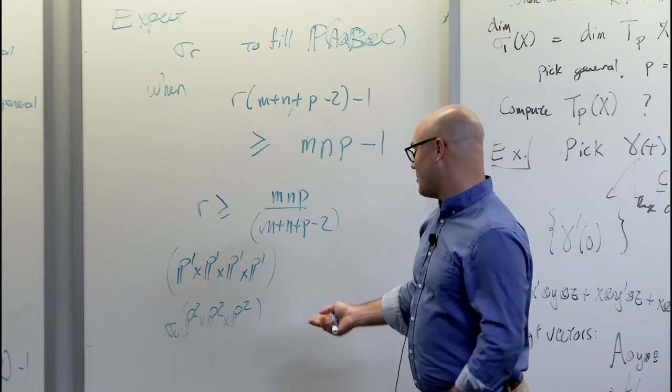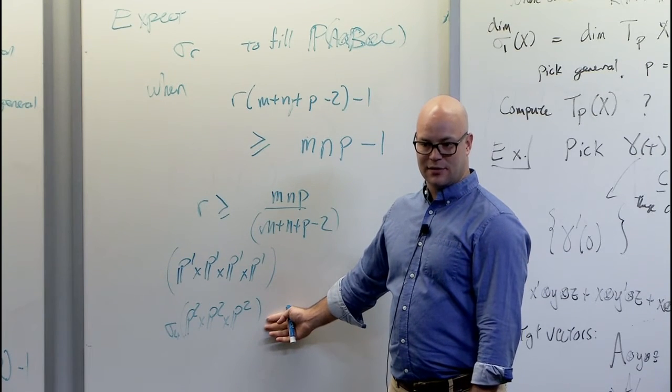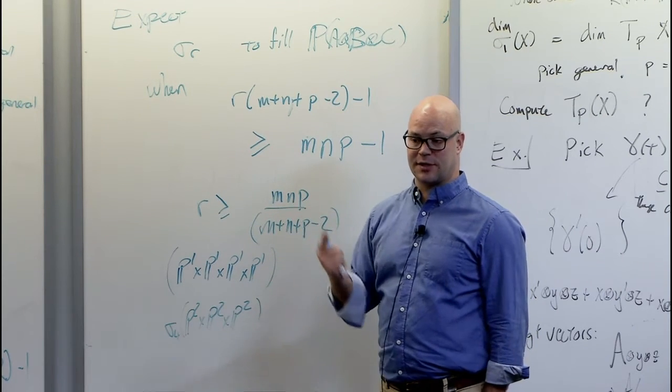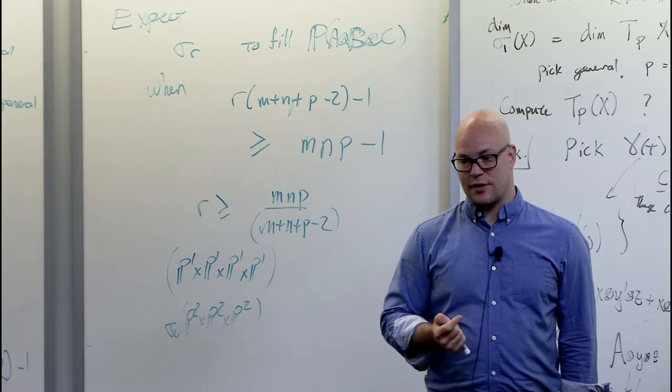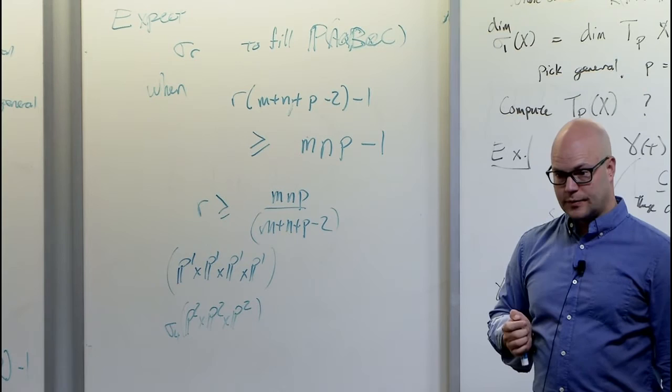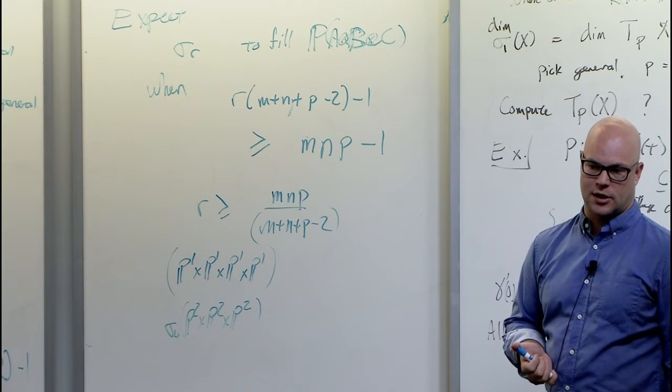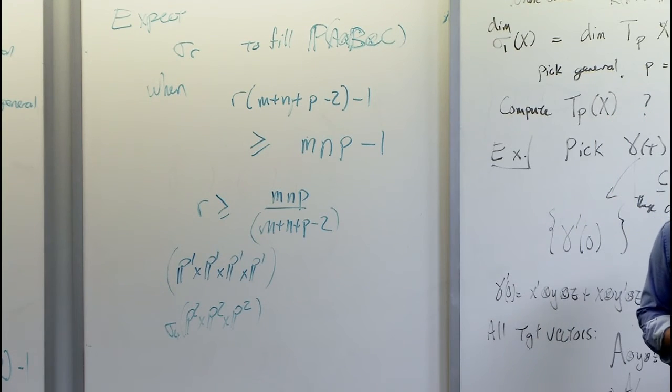So the expected number, you expect this to fill the ambient space, but it actually fails to fill the ambient space because there's an equation which vanishes on this variety. I didn't have time to talk about equations for tests for border rank. Maybe if there's time, I'll talk about that next time as well. Yes? Where does it go wrong?